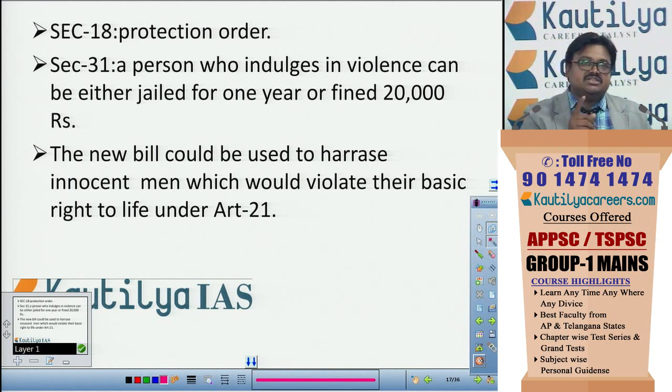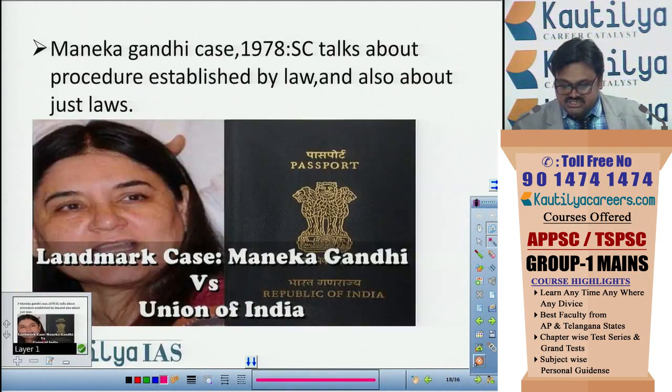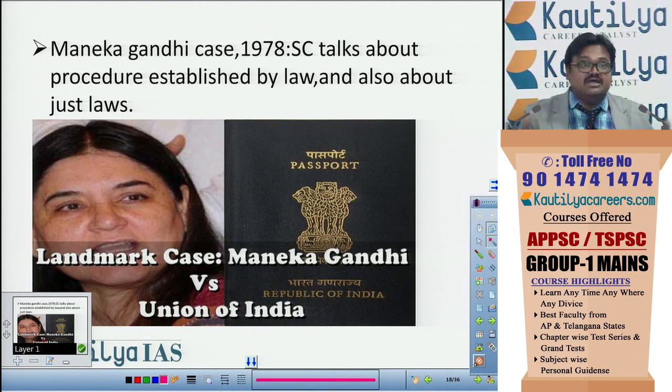So therefore this would violate Article 21, which talks about the right to life. He also says that it would violate Article 19, and Article 19 talks about 6 types of freedom. So he is also saying that this Triple Talaq Act, if it comes into force, would also violate Article 19.